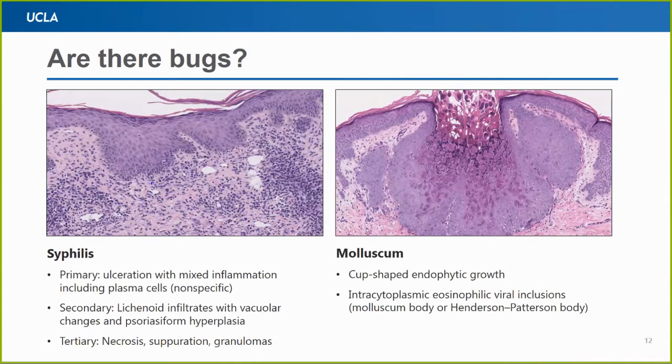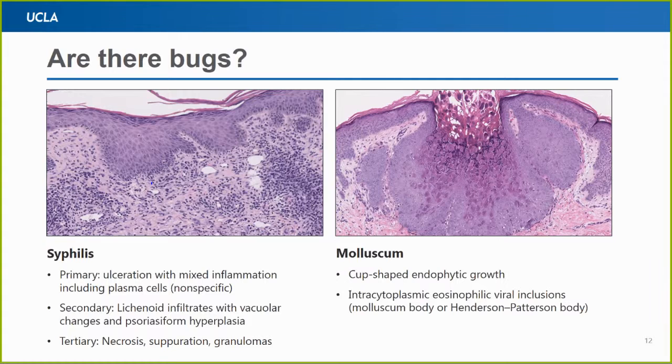Syphilis is also in the differential for vulvar ulcers. Vulva can be affected by syphilis at all different phases, but there are characteristic features such as infiltrates or vacuolar changes and psoriasiform hyperplasia. The changes can be quite subtle and variable. The most helpful clue is actually the clinical history and serologies if they're available. And if not, spirochete IHC can be performed if it's an ulceration and you can't find any specific diagnosis.